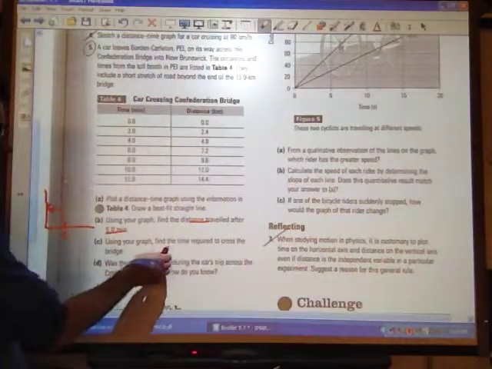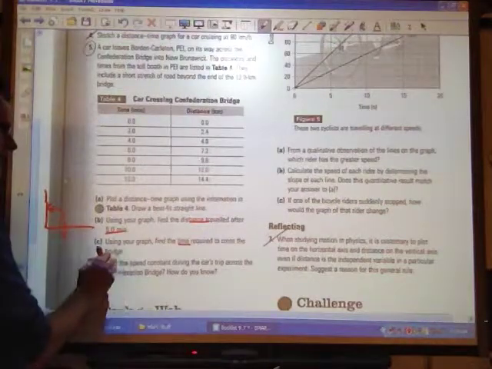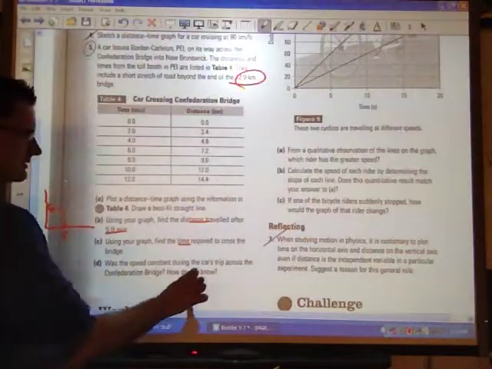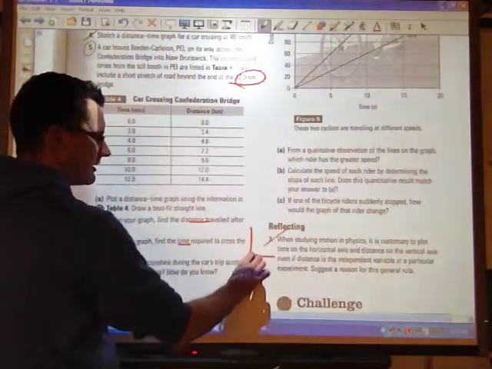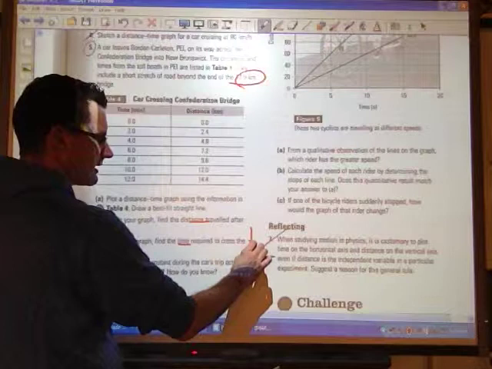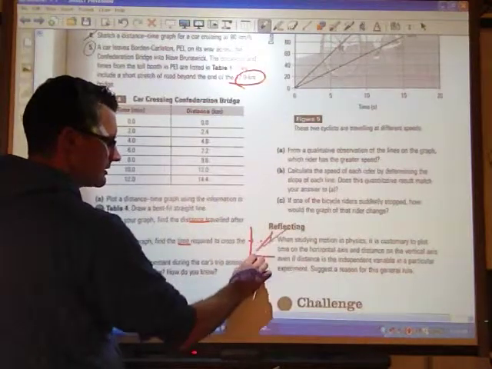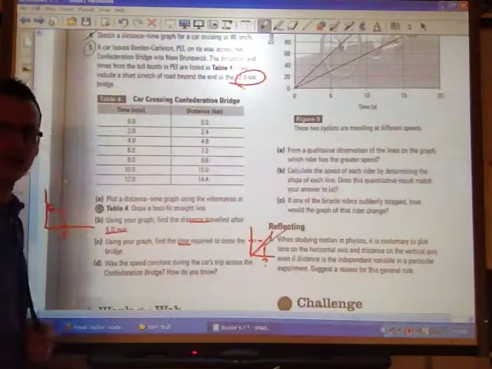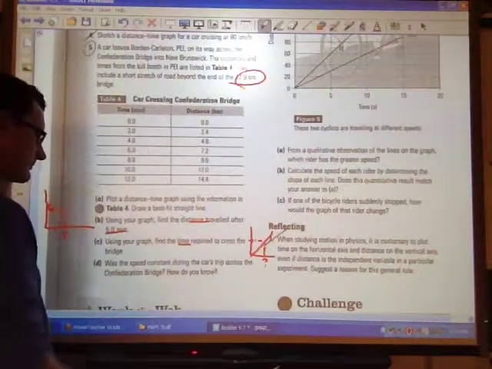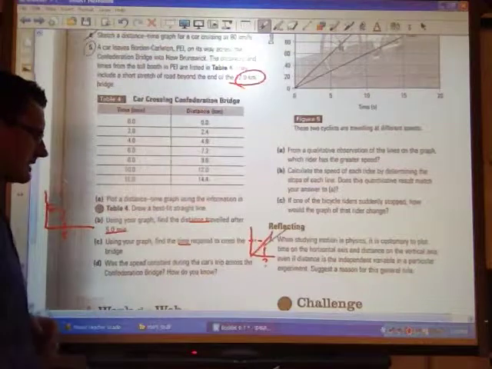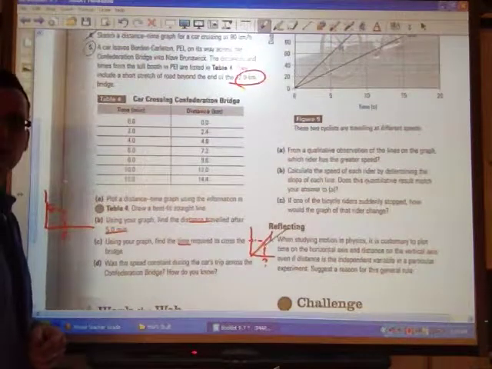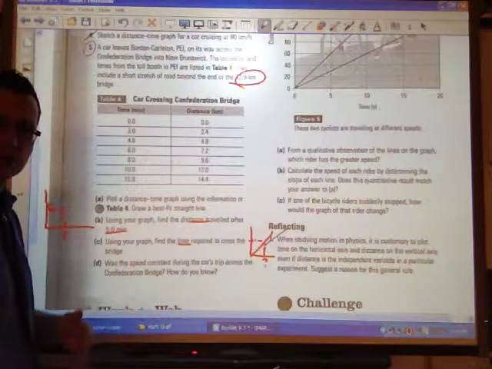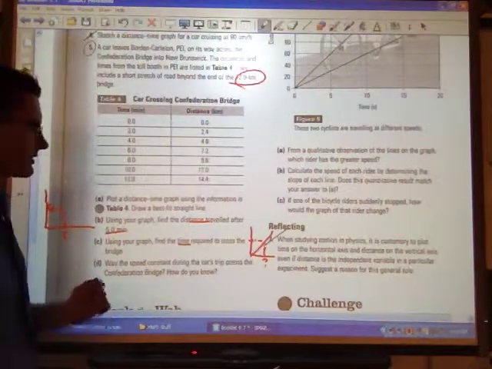And then vice versa, find the time required to cross the bridge. The bridge is 12.9 kilometers long, so when you have your graph on your distance, go to 12.9, go across until you hit the line, then go straight down, and that'll give you the time involved in that case. And then is the speed constant during the car's trip? How do you know? By looking at the graph, the shape of the line, you should be able to determine whether it is constant or not.